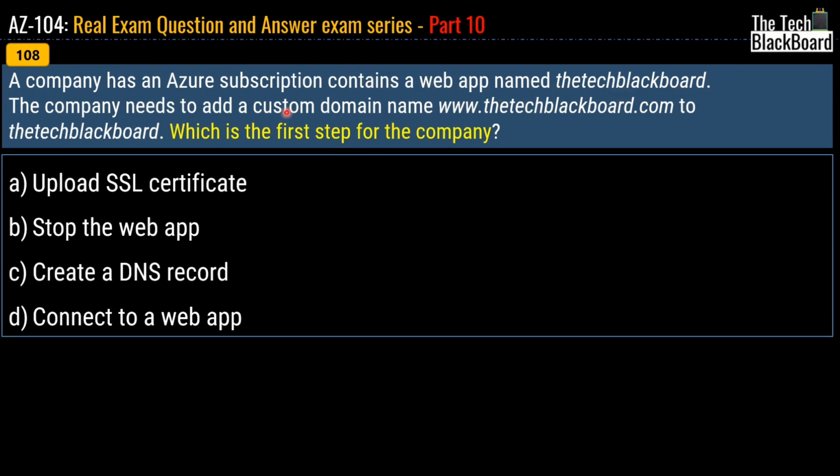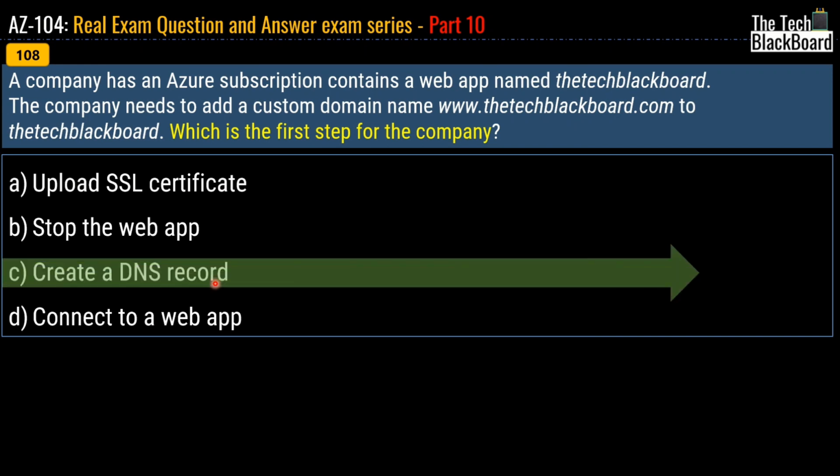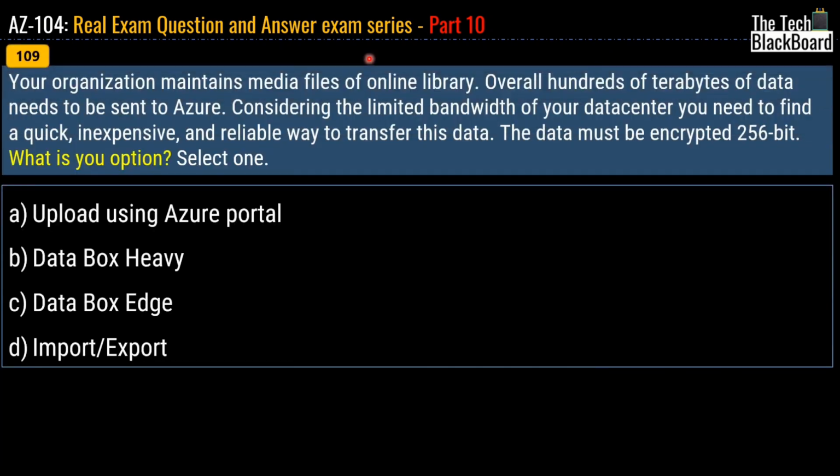Now the company needs to add a custom domain named www.thetechblackboard.com to the Tech Blackboard web app. So what is the first step for the company? And your options are upload SSL certificate, stop the web app, create a DNS record, or connect to a web app. And I suppose this is rather an easy question, and the correct answer for this question is create a DNS record.